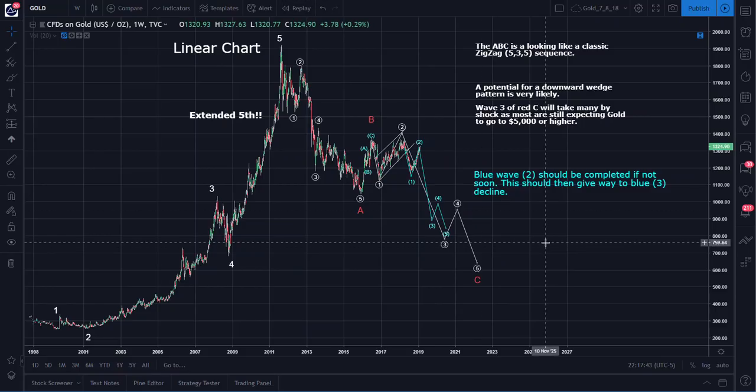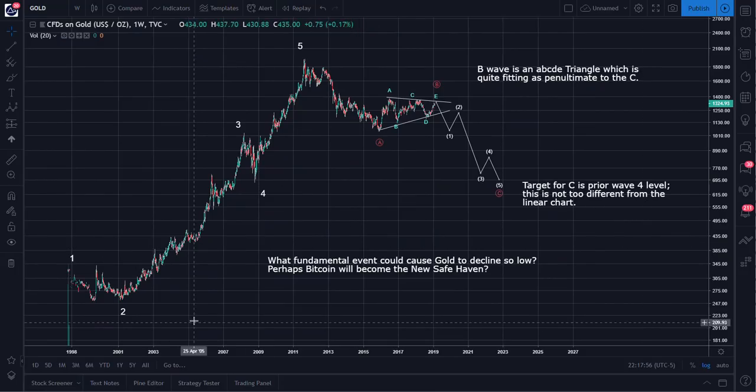So I wanted to present how this linear chart jives with the semi-log chart. In this semi-log, it's a semi-log because the y-axis, the price axis, is the only axis that's in the logarithmic layout. The x-axis for time remains as linear, so it's a semi. It's not a log-log charting. So again, we have 1, 2, 3, 4, 5 impulse completed.